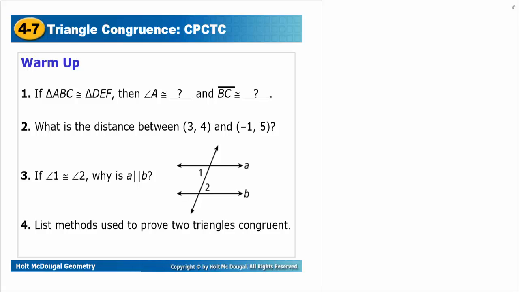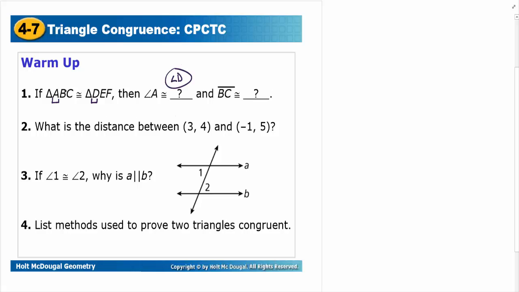All right, so number one, just practicing your congruent statements here. We have triangle ABC is congruent to triangle DEF. So first off, they're saying angle A is congruent to what angle? So first thing you need to recognize, again, angle A is the first vertex listed in the first triangle, and D is the first vertex listed in the second triangle. So this one would be angle D.